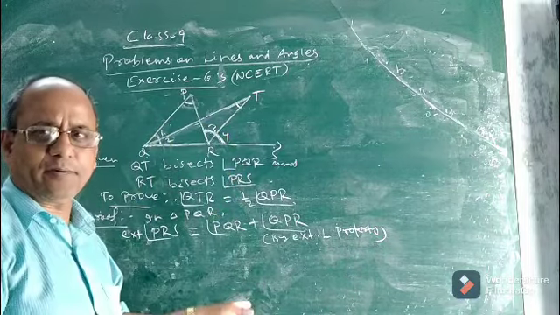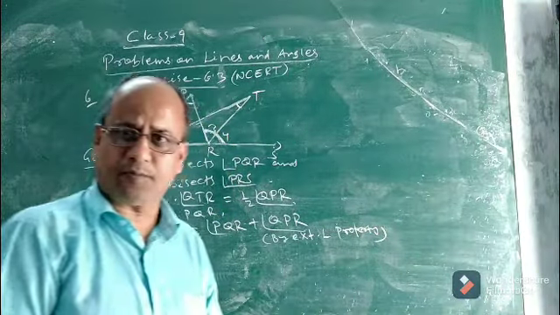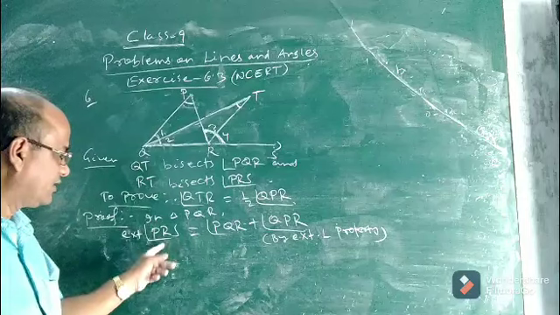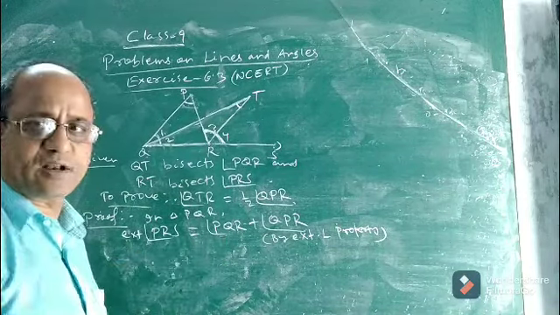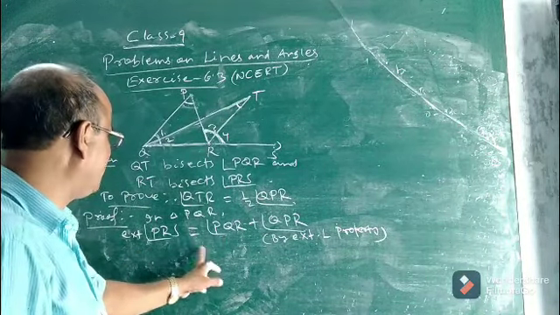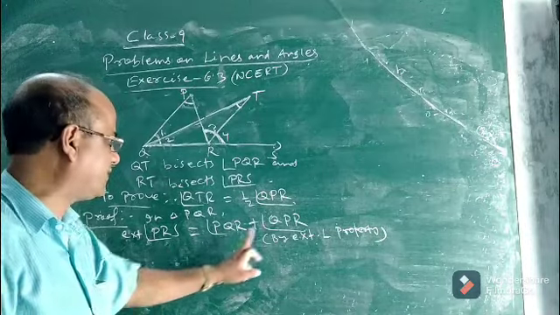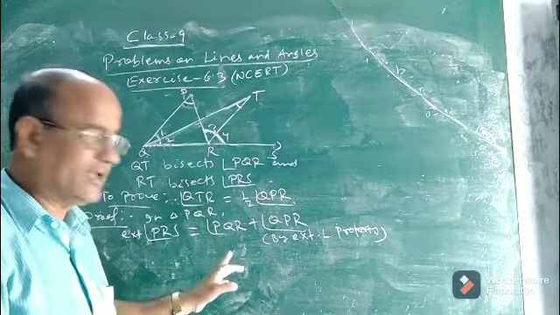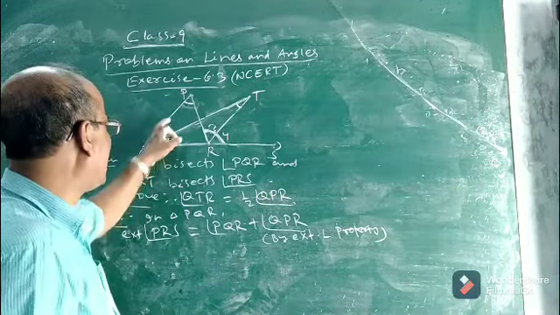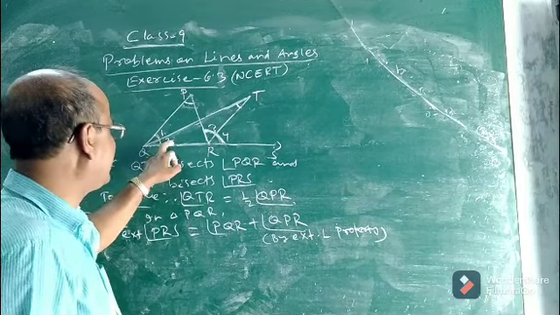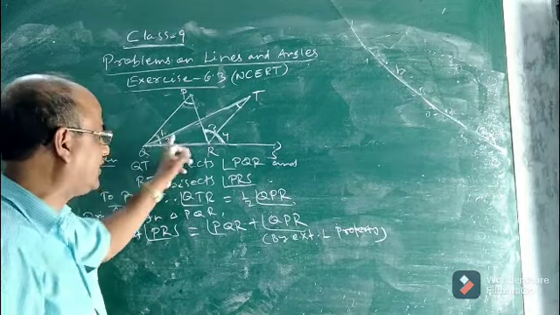By exterior angle property, exterior angle is always equal to sum of interior opposite angles. So this angle will be equal to this plus this. Now what is the next step? The next step, you take half of this angle, half of this angle and half of this angle. Why take half? Because if you take the half of angle PQR, you will get either 2 or 1, because 1 and 2 are equal, it is given.